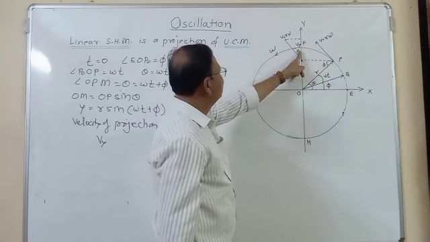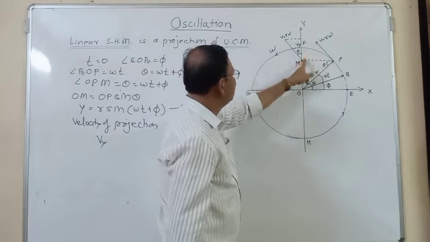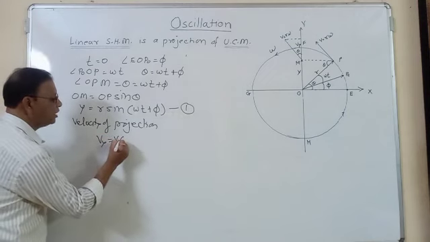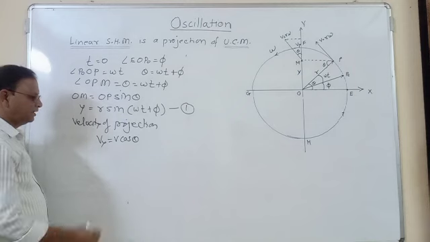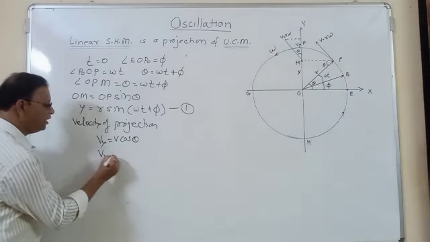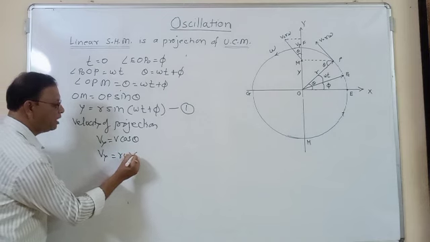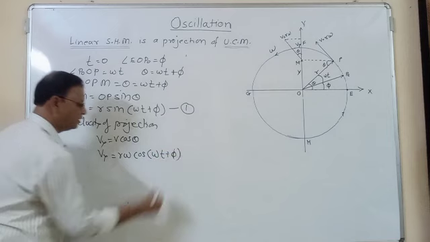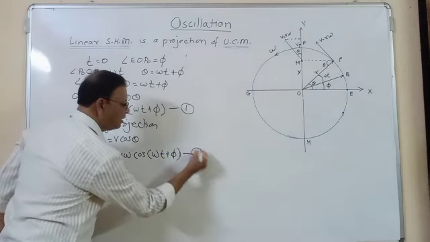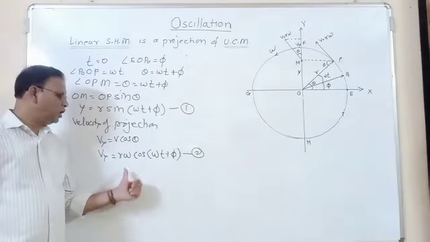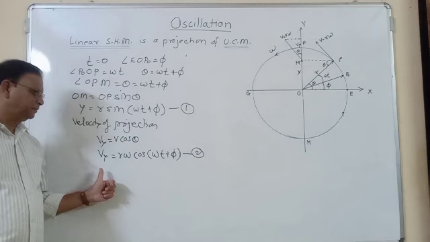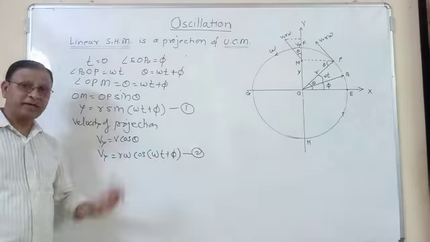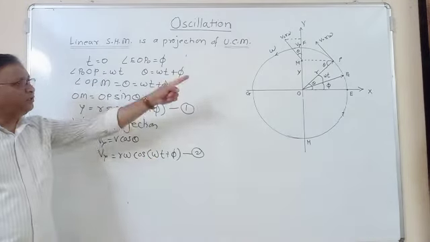This angle is theta, and therefore this side is the adjacent side, and therefore Vy is equal to V cos theta. V is equal to r omega, so Vy is equal to r omega cos theta, where theta is omega t plus phi. So this is the expression for velocity of projection of a particle: Vy is equal to r omega cos of omega t plus phi. So this is about the velocity.